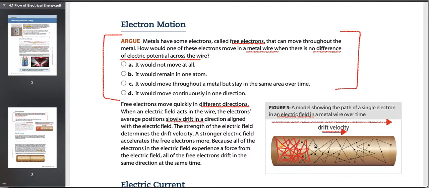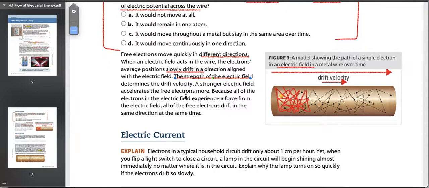Down here, the black line shows an electron moving in an electric field, and the red line shows what the electron might do if there was no electric field. The strength of the electric field determines the drift velocity. A stronger electric field accelerates the free electrons more. Because all of the electrons in the electric field experience a force from the electric field, all of the free electrons drift in the same direction at the same time.